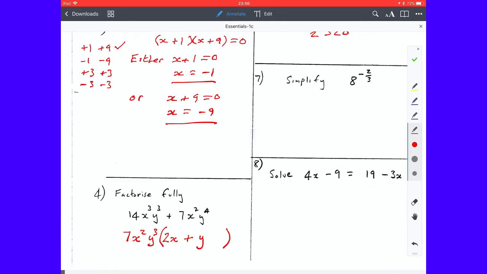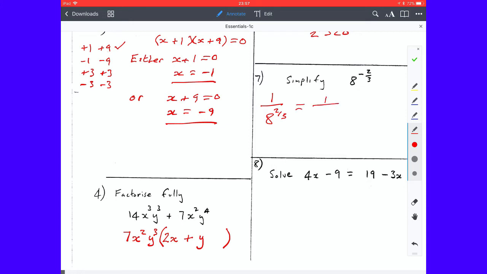Question 7. Simplify 8 to the power minus 2/3. Well, think of x to the minus p as 1 over x to the plus p. That's the first thing to do, get rid of the minus sign. So 8 to the power minus 2/3 is 1 over 8 to the power plus 2/3.